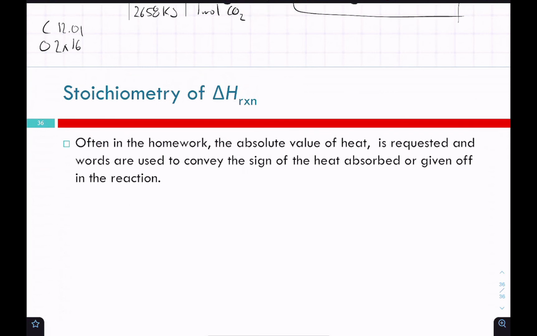Oh, yeah, the final note: absolute value of heat. And then they use words to say like how much heat was absorbed, how much heat was emitted, produced, evolved even, they might say. So there's going to be a lot of different ways to say the heat went out or the heat was absorbed.